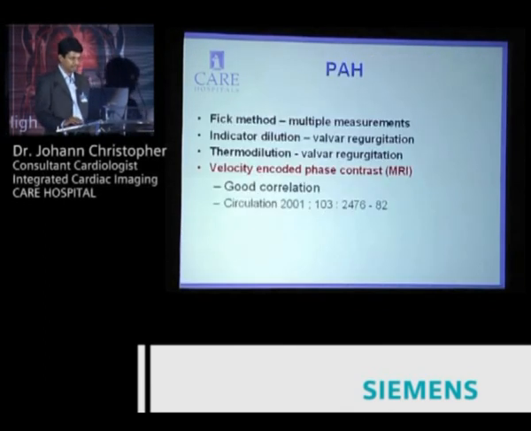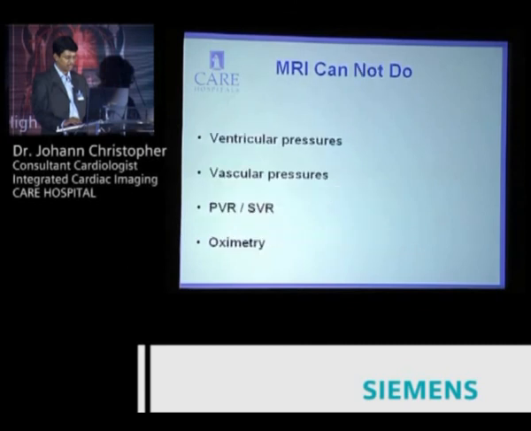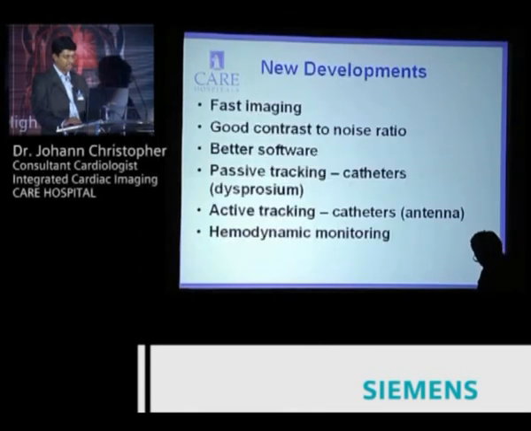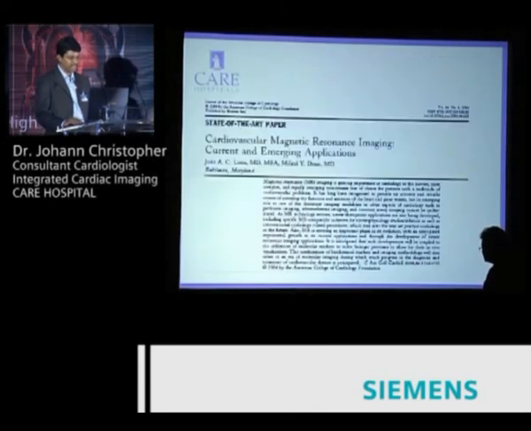So I'm going to stop here and just conclude by saying MR is very good for cardiac anatomy, measuring blood flow and quantifying ventricular function. Ventricular pressures, vascular pressures, PVR and SVR it cannot do, so we need to do a cath for some of these children. However, there are XMR laboratories now. In fact, in the NIH lab they have a cross lab with an MR scanner and a cath lab, and they're also using MR compatible catheters, both passive tracking and active tracking, to assess the flows and thereby get PVR and SVR.